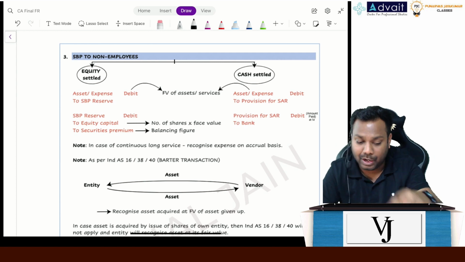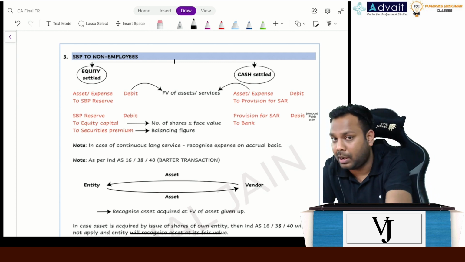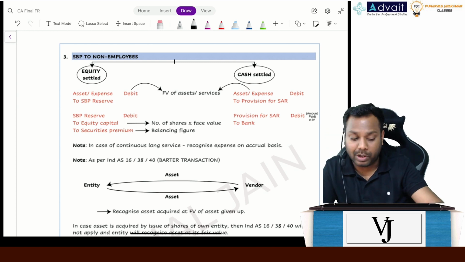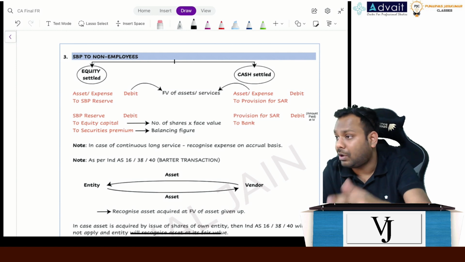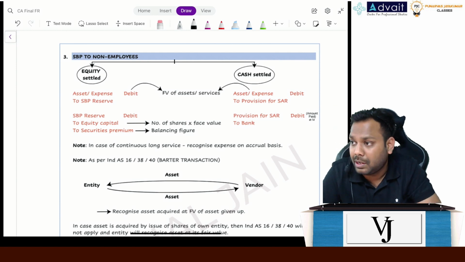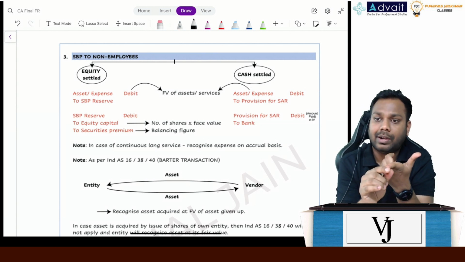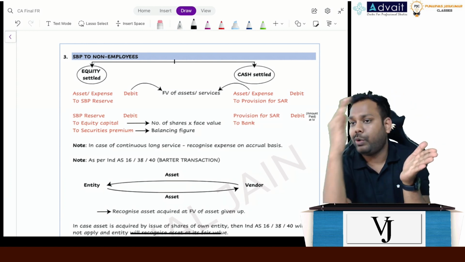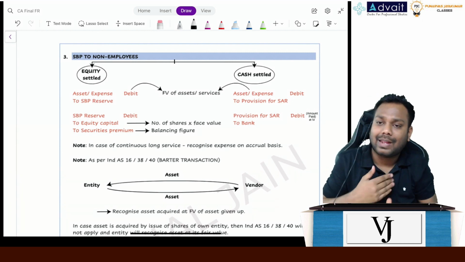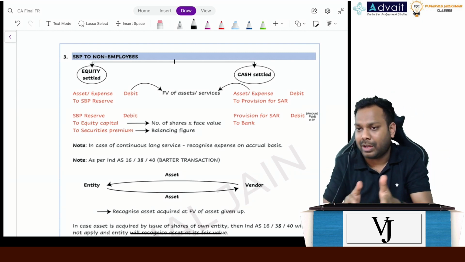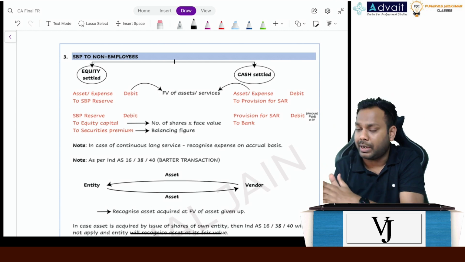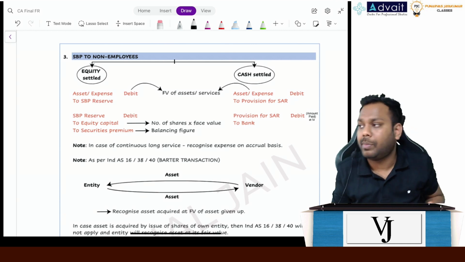Now, the equity portion you can say is on SLM basis, but for the liability portion we'll remeasure it on every reporting date and recognize it on the settlement date. What if it is equity settled? I will transfer the whole of liability to equity and then settle it. If it is cash settled, I will pay off all the liability, and whatever is the balance in SBP reserve, I will transfer to retained earnings. If it is mixed, we will do the mixed treatment.